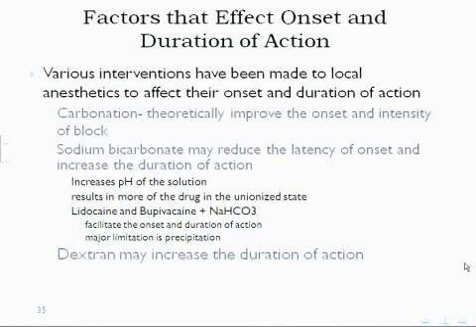The other thing they've been using is dextran, which actually increases the duration of action. Dextran is a sugar. What it basically does is hold the local anesthetic for a longer period of time so it doesn't get metabolized, and then slowly lets it extrude out into the surrounding tissue, giving a longer duration of action for that reason.